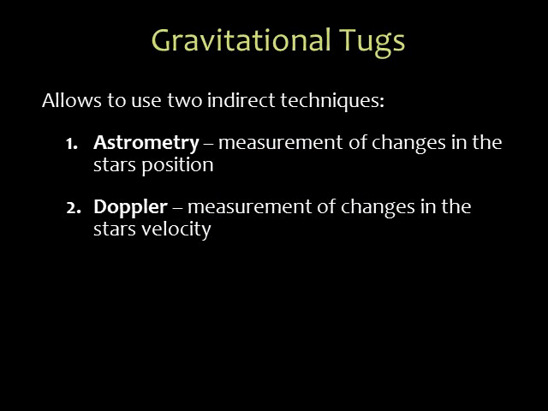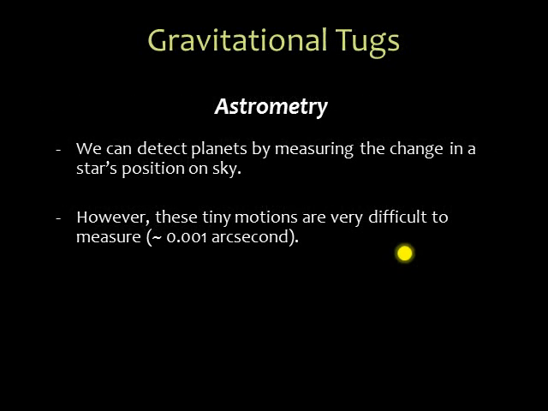To find planets around other stars, we need to therefore look for the motion of the star caused by the gravitational tug of its planets. We can look for this motion by making precise measurements of the star's position in the sky. This is called astrometry. Or we can measure the changes in the star's velocity toward or away from us using the Doppler effect.